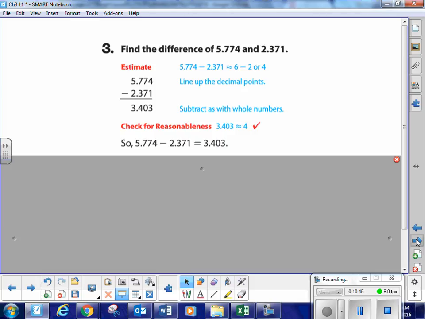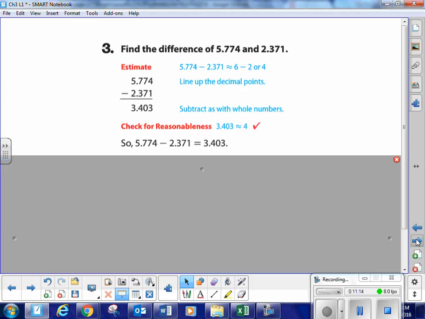Again, since this is the first time that we have talked, number 3 says, find the difference, okay? You should know that difference is the answer to a subtraction problem. So if we just saw find the difference of 5.774 and 2.371, we would know that it's a subtraction problem, because difference means the answer to a subtraction problem. Excellent.